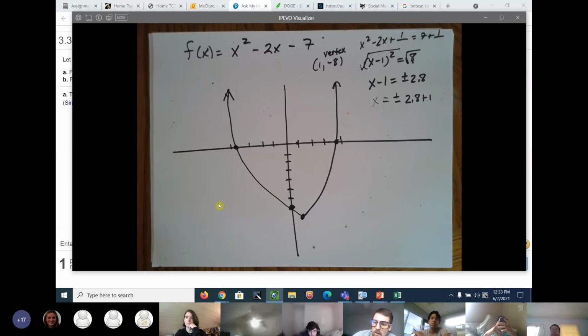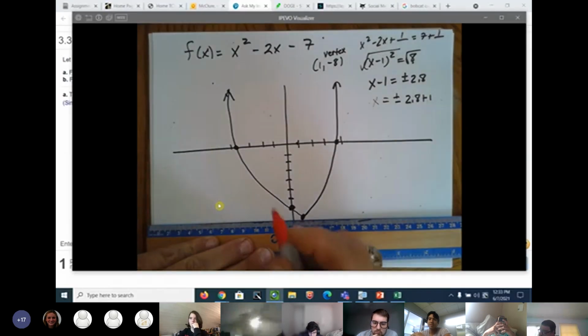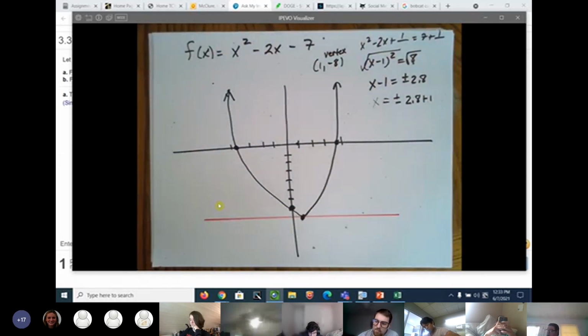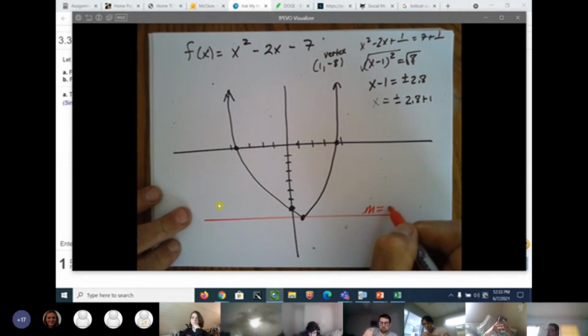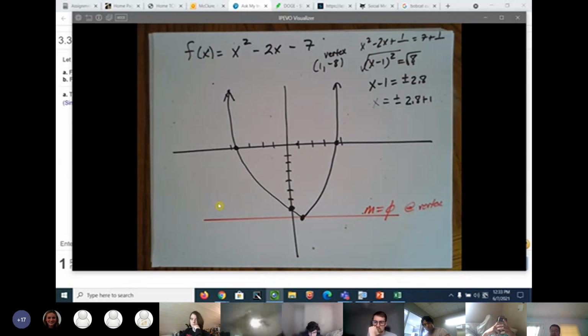This is a red marker. That means it's very important, so you might want to write this down. Anybody want to take a guess at where the slope of the tangent line is equal to 0? Vertex. It's amazing. Thank you. I don't know who said that, but you are a winner. M is equal to 0 at the vertex. Write that down. That is a standardized test question.